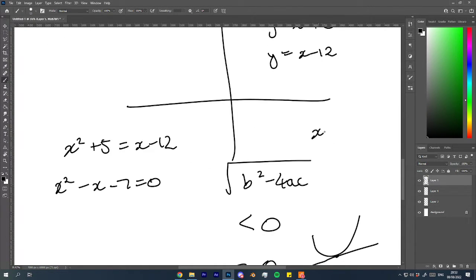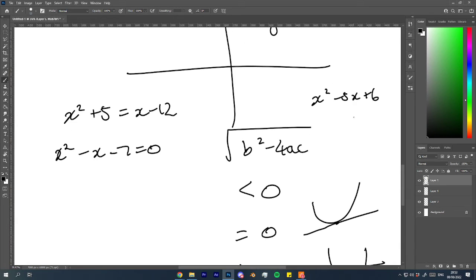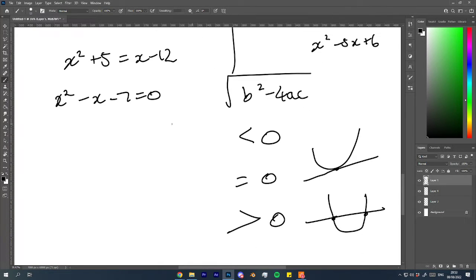Now we can apply this to, for example, just a normal quadratic. Let's say we have x squared minus 5x plus 6. We can apply this, and this will have 2 intersection points with the x-axis because it has 2 real roots. Let's go back to our original equation and let's see whether it does have any intersection points. I believe it shouldn't, but let's check. So a in this case is 1, b in this case is minus 1, and c is minus 7.